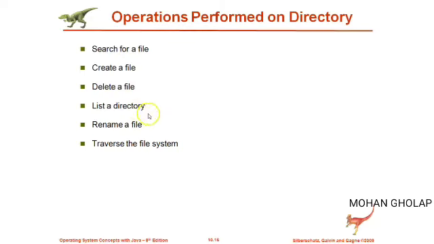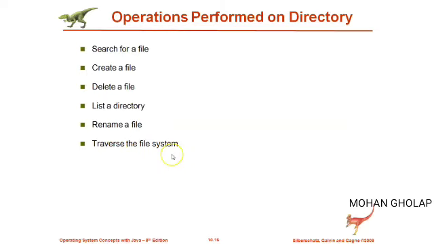The next is list a directory. List a directory means it is going to list the content of that particular directory. The directory may contain a number of files as well as a number of subdirectories, and those will be listed. The next is rename a file. If you want to change the name of a file, you have to specify the old name of the file and the new name of the file. As a result, the file name will be changed and the same thing is updated in the corresponding directory.